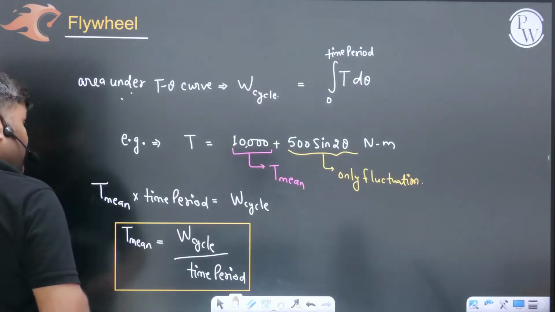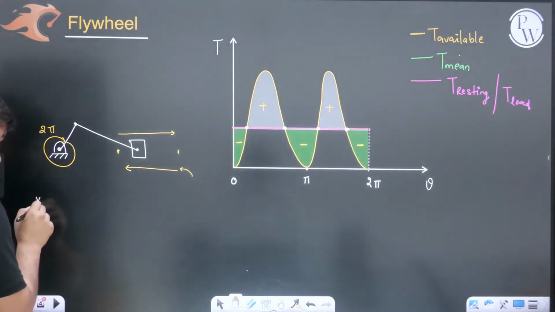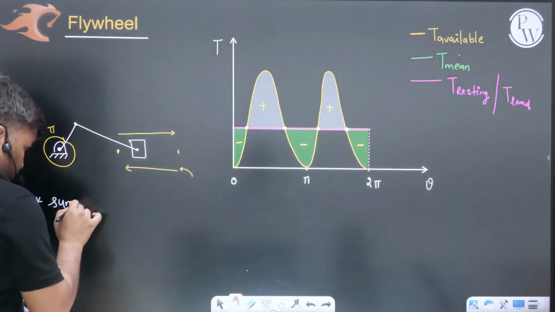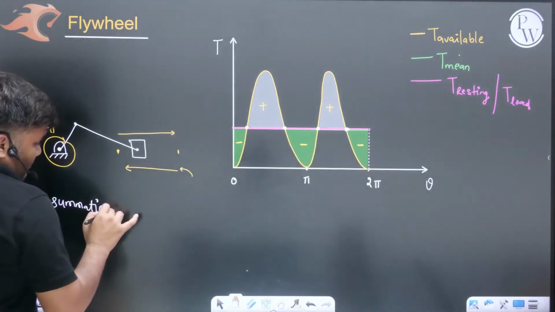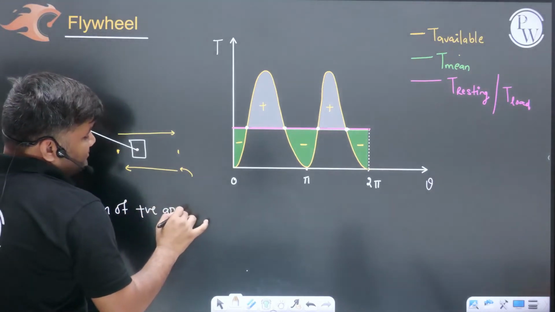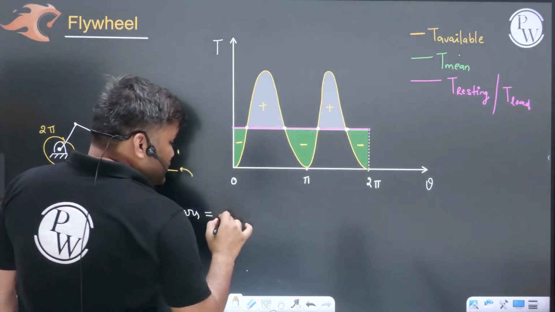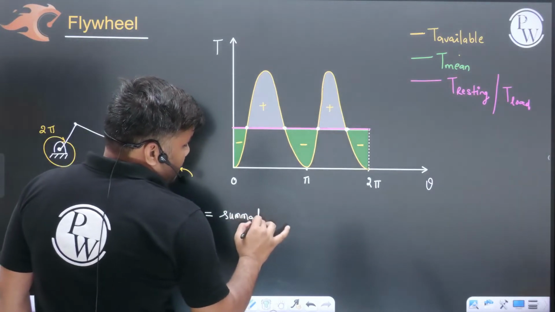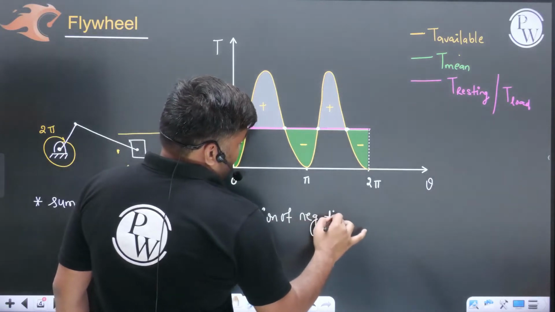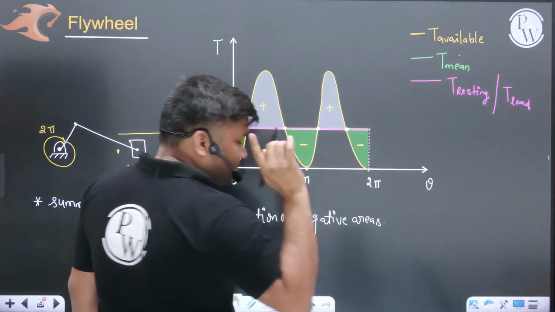Let me write this important point somewhere here. The summation of positive areas will be, magnitude wise, exactly the same as the summation of negative areas. Getting my point?